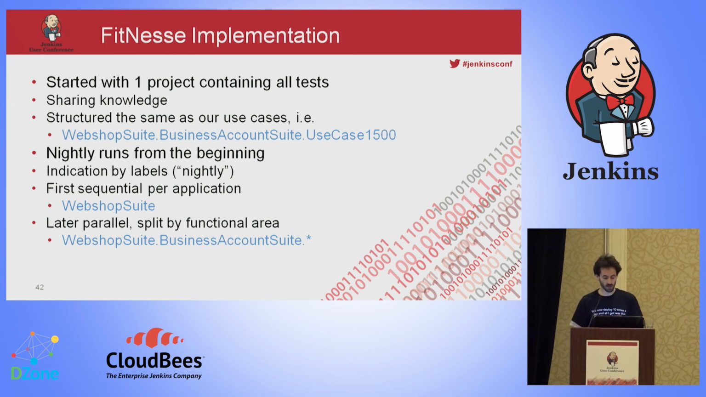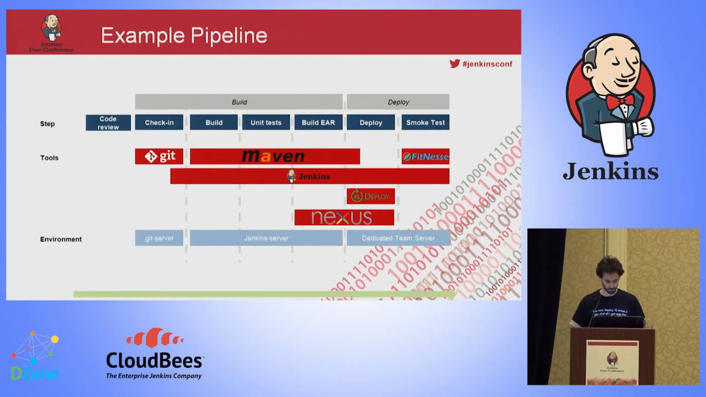And this allowed them, they actually moved away from nightlies finally. Initially they ran them all from one system, and then that took far too long, so they decided to split up. Web shop ran on one Jenkins slave, others ran on another Jenkins slave, and then they got to the point where they had to split up the business account suite, and so on.